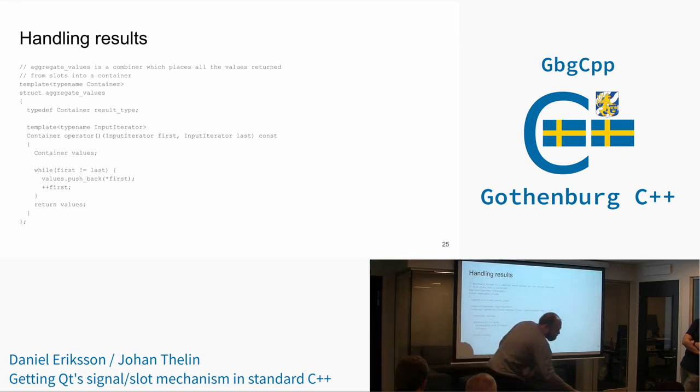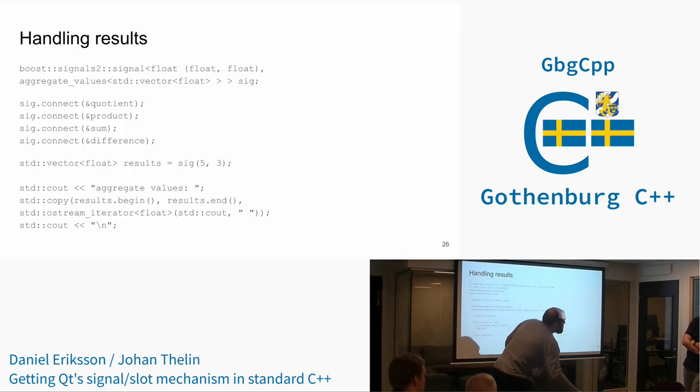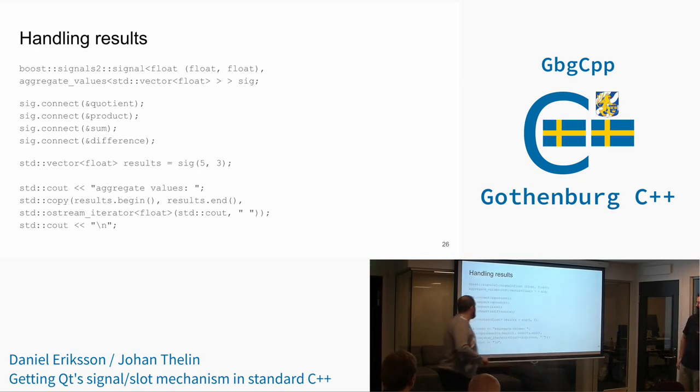Would you build a list of all the results before this is invoked? No, it's implicit. Okay, so it's done as the calls are made. Yes. So if you define a signal, then you call in this aggregator and what kind of container you want the results in. So you add a parameter when you create the signal.